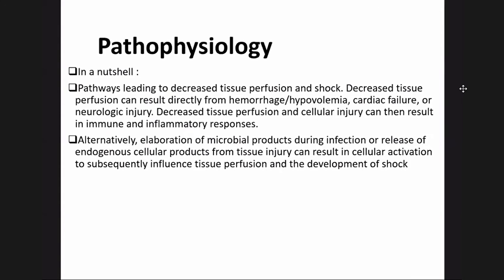So in a nutshell, these are the pathways leading to decreased tissue perfusion in shock. Decreased tissue perfusion can result directly from hemorrhage or hypovolemia, cardiac failure, or neurologic injury. Decreased tissue perfusion and cellular injury can then result in immune and inflammatory responses. Alternatively, elaboration of microbial products during infection or release of endogenous cellular products from tissue injury can result in cellular activation to subsequently influence tissue perfusion and the development of shock.